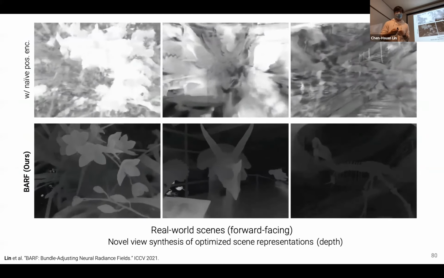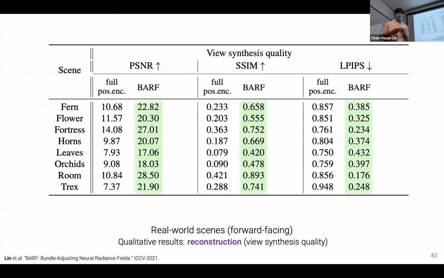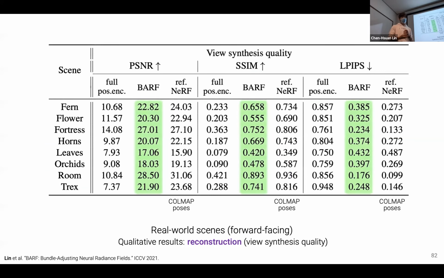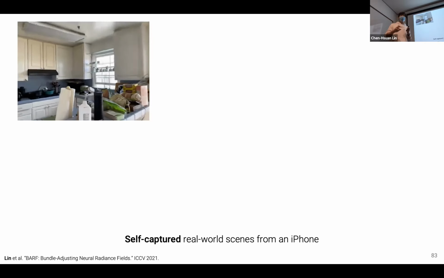I'll skip the quantitative results here. It basically just says that our method is much better than the baseline. But I want to show the last slide, which shows that we can allow some more interesting applications where we just use our iPhone to do self-captured sequences. For example, this is a corner of our kitchen here. It's very easy to just capture sequences from our iPhone and run BARF.